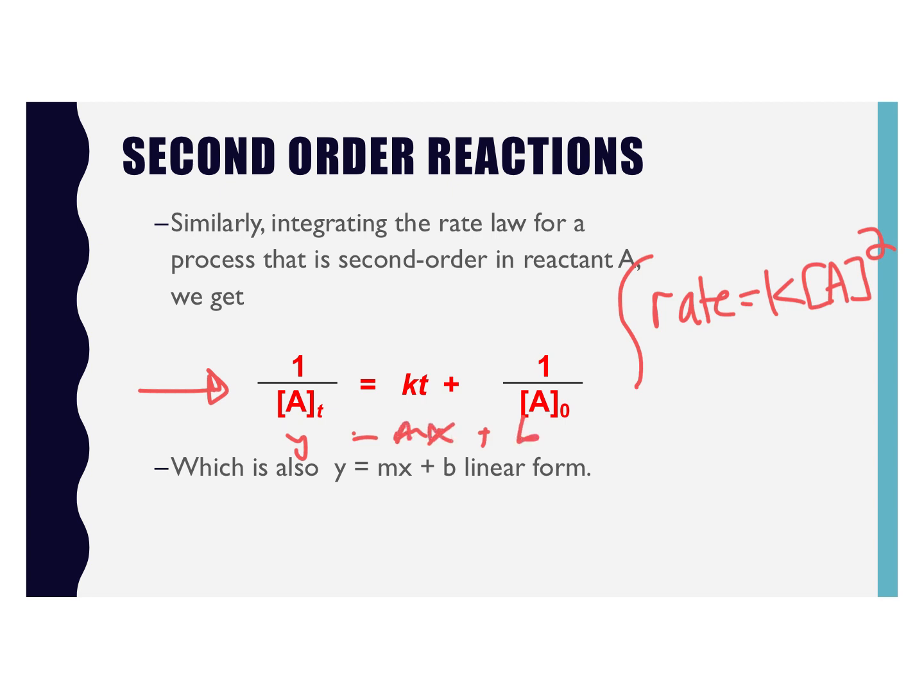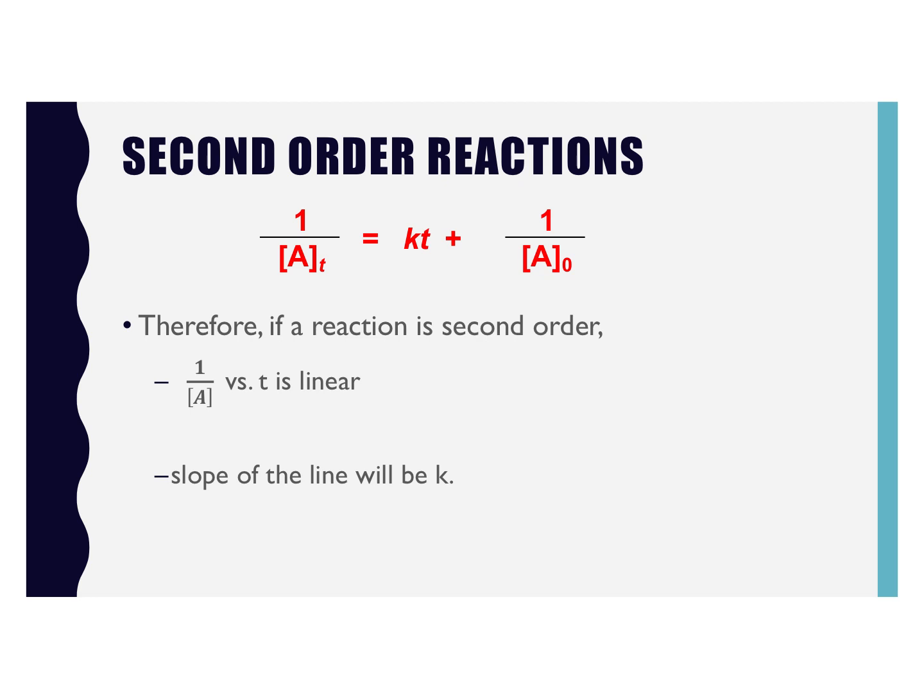Okay, so again, in this particular case, m is going to be our rate constant, and so that's the slope of our line, and 1 over y is what becomes linear. So therefore, if a reaction is second order, 1 over the concentration of A versus t is linear, and the slope of the line will be our rate constant.